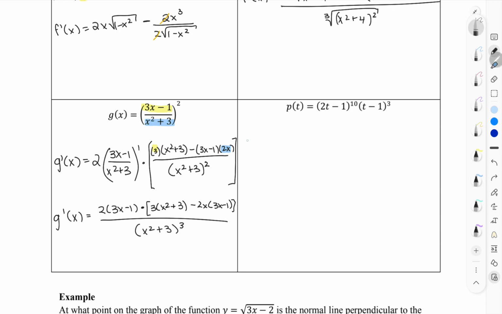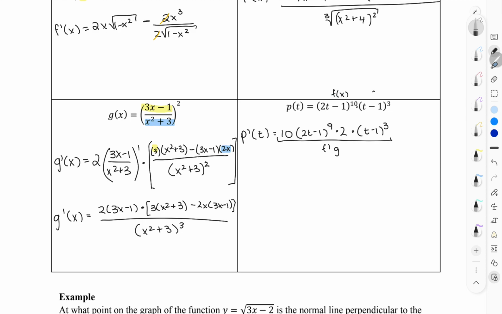All right, last one, p prime of t. I'm going to use product rule again here. So first derivative, 10, leave the insides alone, drop that by 1, multiply by 2, right? That's the whole first derivative done. Now I leave the second thing alone, right? That's my f prime g, basically.